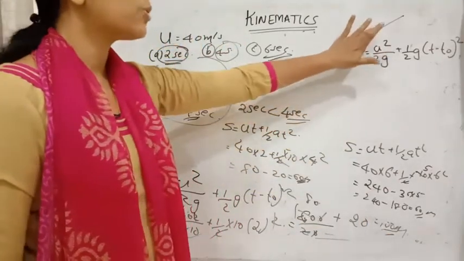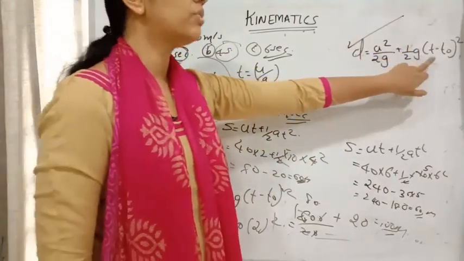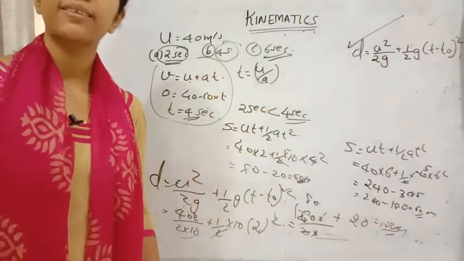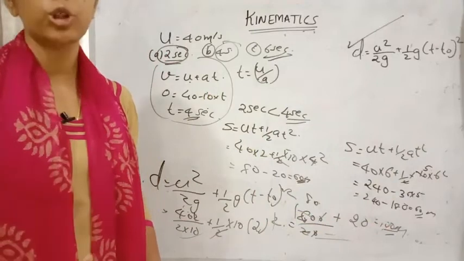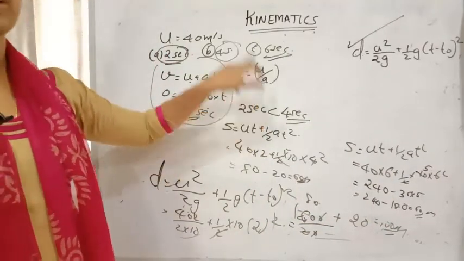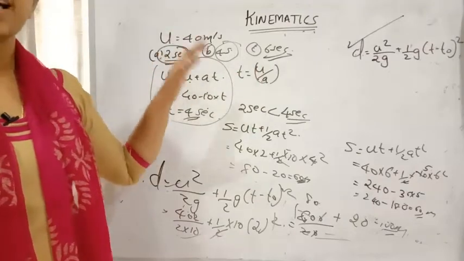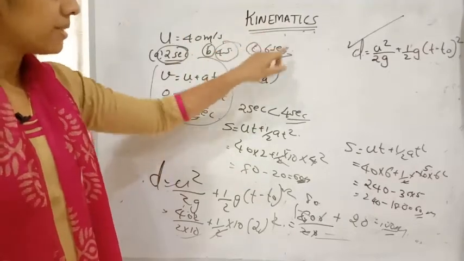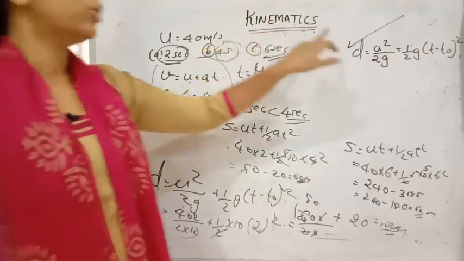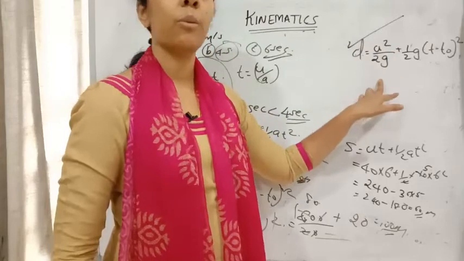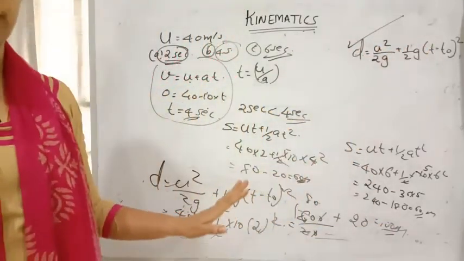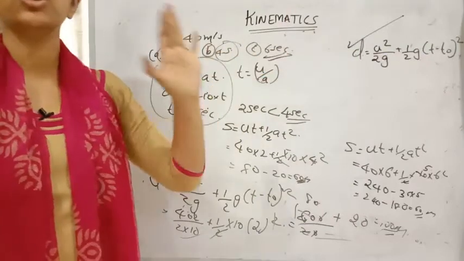To find the distance you should use this formula: D equals u square by 2g plus half g into (t minus t0) the whole square. So how do you identify whether distance and displacement are the same or not? First, using the u by a formula you can find the time. If the given time is greater than the time required to reach the maximum height, then to find the distance you can use the formula u square by 2g plus half g into (t minus t0) the whole square. So you should be thorough with these formulas.